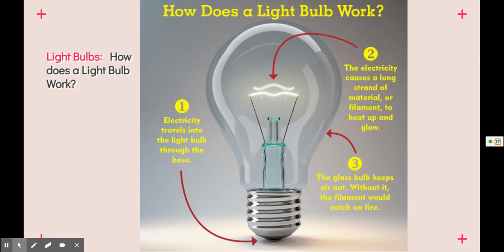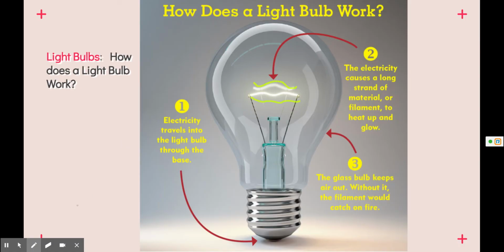How does a light bulb work? 1, electricity travels into the light bulb through the base. 2, the electricity causes a long strand of material or the filament to heat up and glow. Those are the filaments right there.